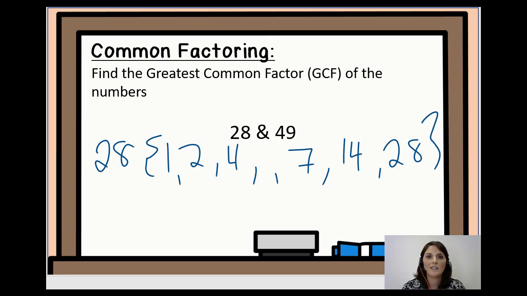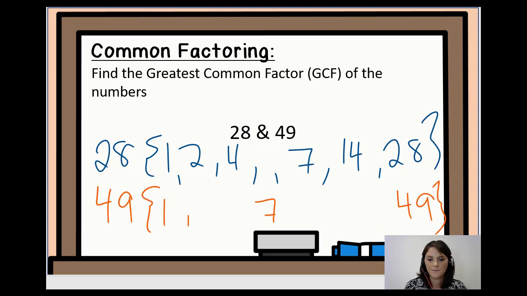Next, we're going to go ahead and take a look at the factors of 49. Go ahead and make your list. Okay, so 49 actually only had 3 numbers, so 1 and 49, and 7 and 7, but we only need to write the 7 once. So if we look at our list, the greatest common factor then is 7. So therefore, the GCF is 7.